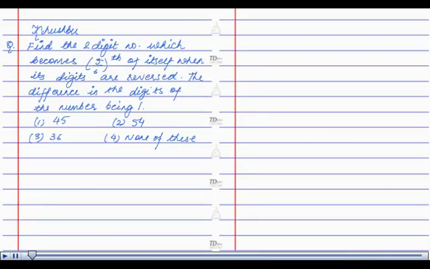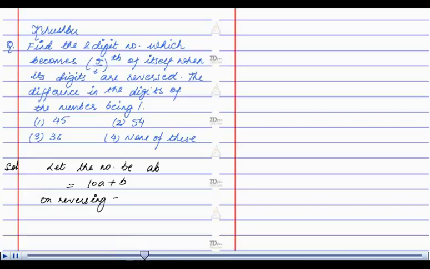Hello, I am Khushbu. The question is, find the two-digit number which becomes 5 by 6 of itself when its digits are reversed. The difference in the digits of the numbers being 1. Since it is a two-digit number, let the number be AB, that is 10A plus B. It has been given that when the digits are reversed, it becomes 5 by 6 of its original.